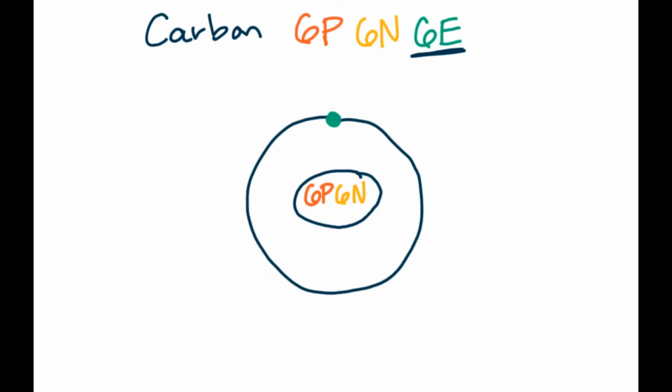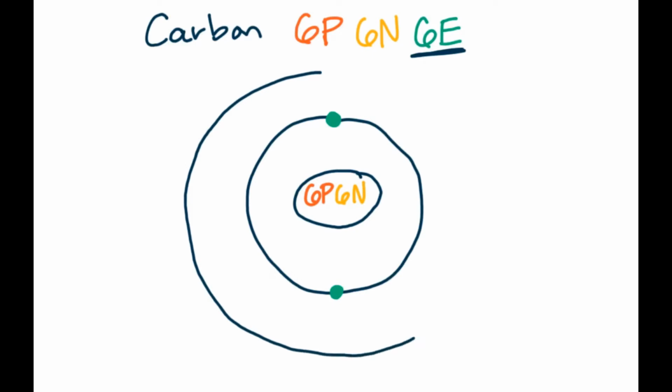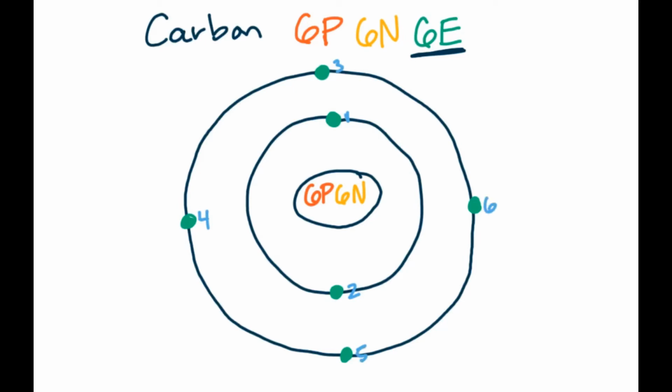So here's our first shell. There's 1 electron and there's 2 electrons. But we have 4 more electrons. However, that first shell will not hold them, so we have to go to the second shell. In the second shell, we will then add our next 4. So we have 1, 2, 3, 4. Okay, so we can count this out. There's number 1, number 2, number 3, number 4, number 5, and number 6. So that is our 6 electrons.